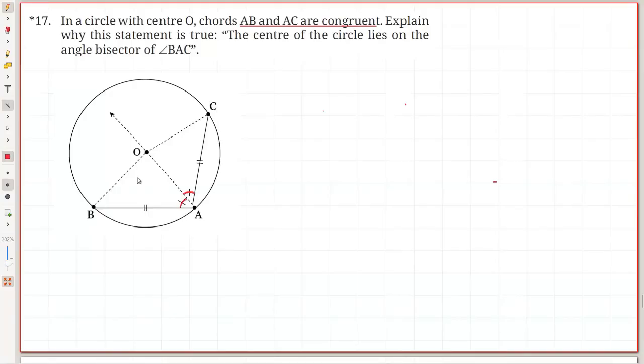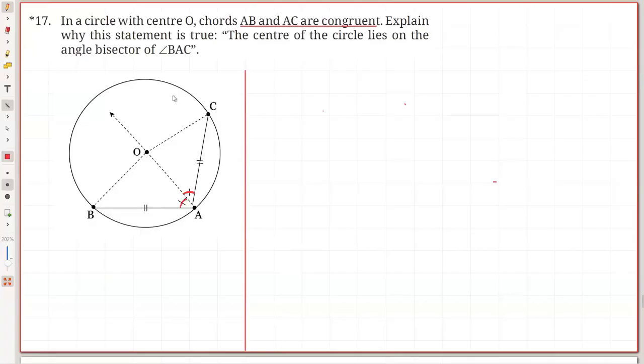So what to prove? OA is the bisector of angle BAC. We have to prove it. How can we prove it? If I prove these two triangles, triangle OBA and OCA, are congruent, then corresponding angles will be equal. So we will be getting the proof.